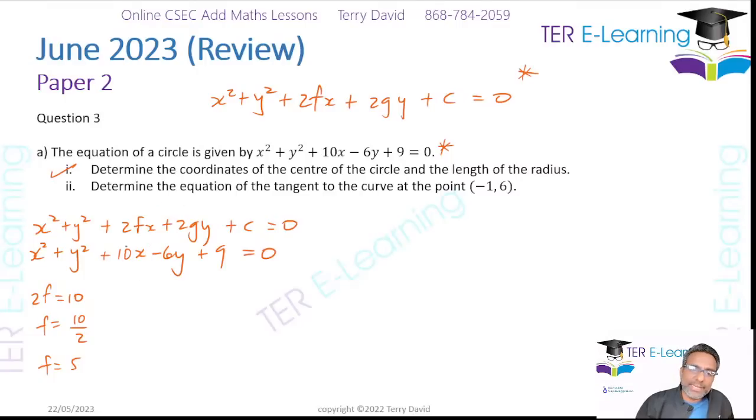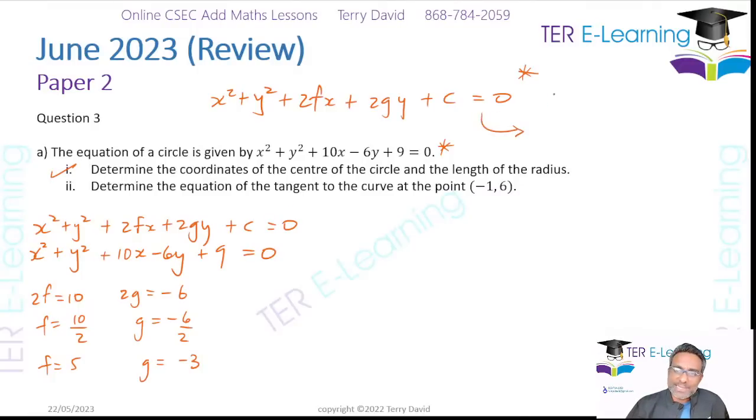Next thing we're going to say is that 2g is equal to minus 6. So therefore g is equal to minus 6 over 2. So g is equal to minus 3. Right? Now this is where things get a little confusing for students, because when you have a circle in this format, your center is given by minus f, minus g, and your radius is equal to the square root of f squared plus g squared minus c. So you need to remember that if you are given the equation of a circle, we will assume that the center is minus f, minus g.